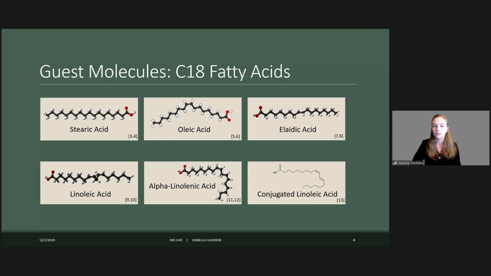Finally, we also used conjugated linoleic acid, which is a family of isomers of linoleic acid. So depending on the structure, whether the double bonds are in the cis or trans formation, the three-dimensional structure can vary.